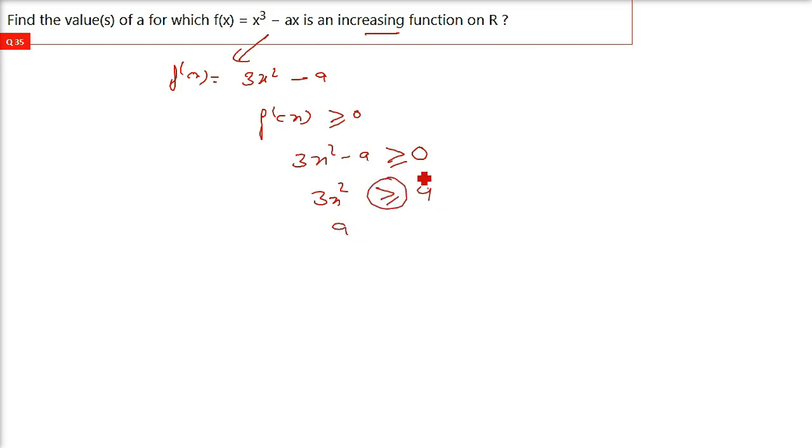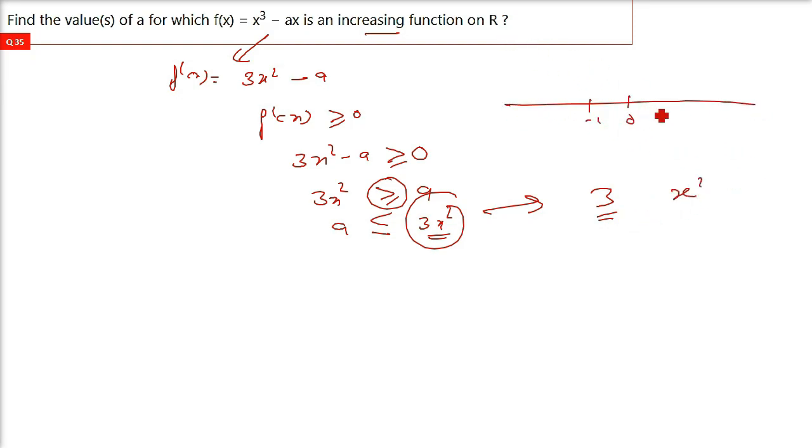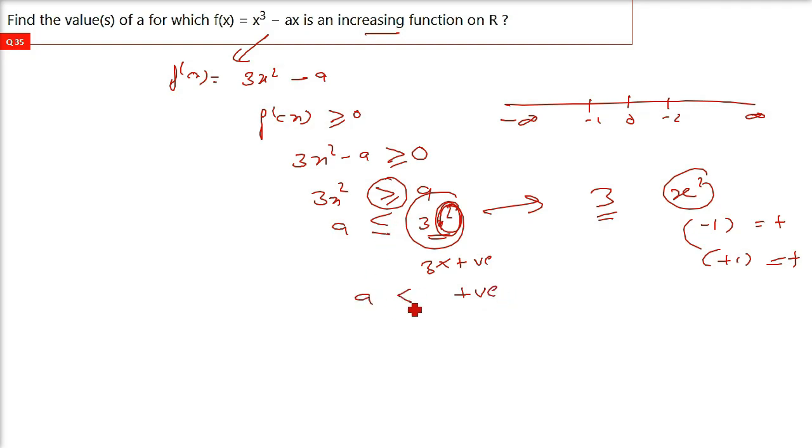So when we take this inequality, a is less than or equal to 3x square. Now you tell me what will be the minimum value of x square, because 3 is a constant. x can take any real number, but x square can take only non-negative numbers. And what is the lowest number which you can have? 0. Okay, so a is less than or equal to 3 into 0, so a should be less than or equal to 0.